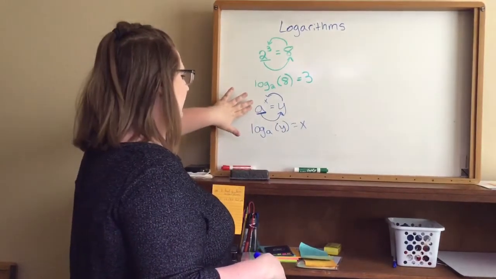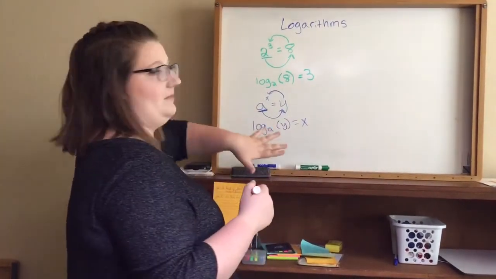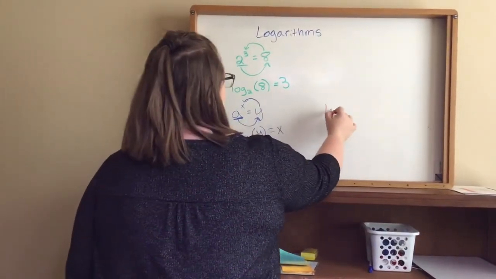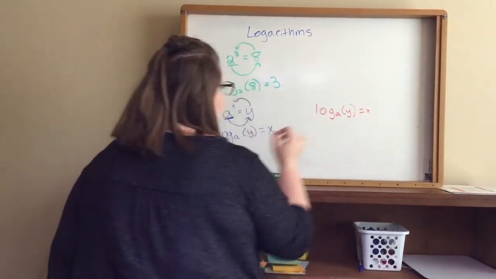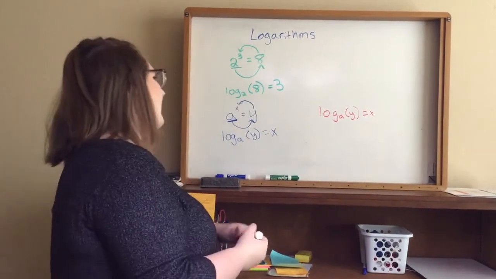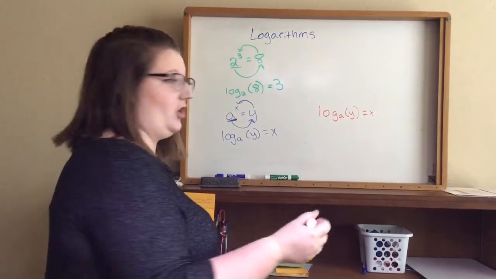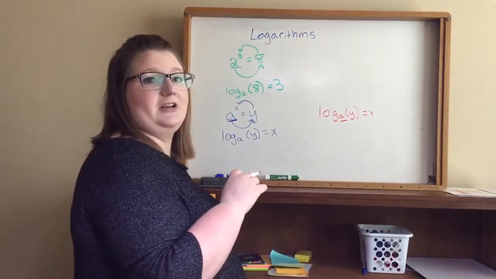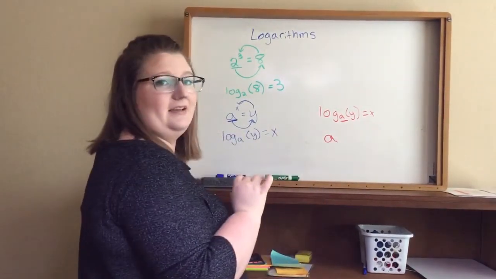So this goes from exponential to logarithmic form. We can do the same thing in the opposite direction. Following the same rule, if we start with log base a of y equals x, we can use that same loop, which we call the log loop, to get back to exponential form. We always start at the base, and that's the first number we write in our exponential form. That's the base in exponential form, so we write an a.